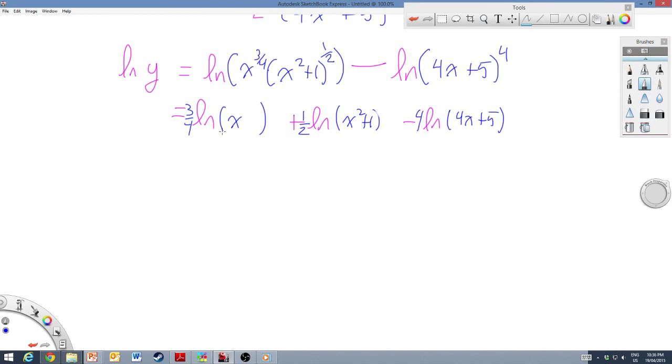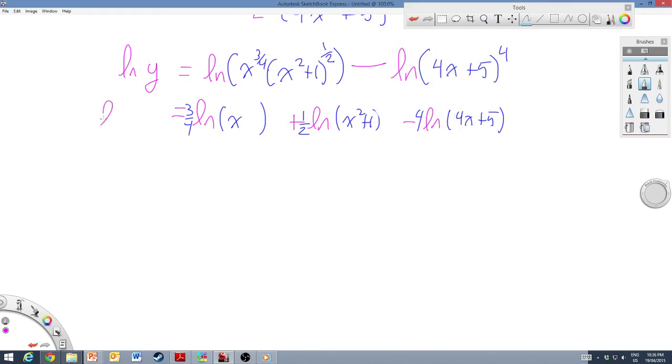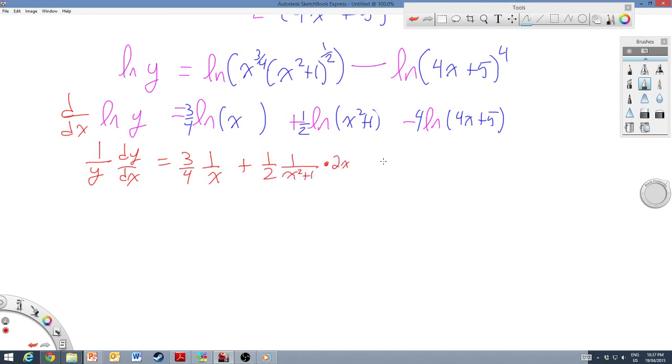Now I've got this 3-term logarithm, and I'm going to take the derivative of all these 3 terms. And I have to remember I have a ln y over here. So let's take the derivative of everything. Right. So the derivative of this, well, this is the derivative of y. So using implicit differentiation, we get the following: 1 over y times dy dx. Here we'll get 3/4, 1 over x. Here we'll get 1/2 times 1 over x squared plus 1, chain on the derivative of x squared plus 1. Minus 4 times 1 over 4x, and then chain on the derivative of 4x.